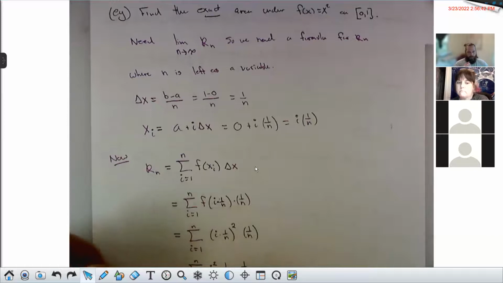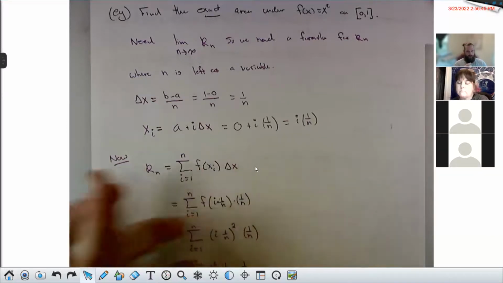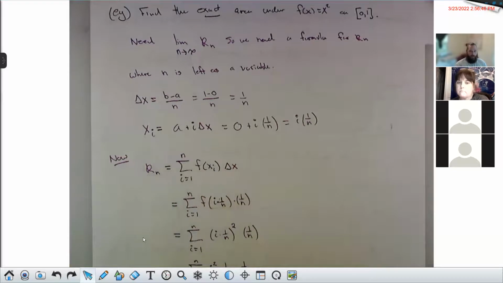If it was x cubed, it would be I times 1 over n all cubed. We'll do this for lots of different functions. There are problems where I give you a sum like this, and I ask you, what's the function? There are problems where I give you the function and the interval, and I ask you just for this sum without evaluating it. So there will be plenty of more complicated problems like that. And going back and forth and recognizing where this piece comes from is going to be a big part of those problems.